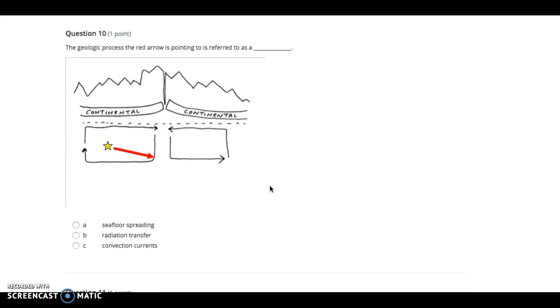Question number 10. The geologic process the red arrow is pointing to is referred to as a blank. A. Seafloor spreading, B. Radiation transfer, C. Convection currents.